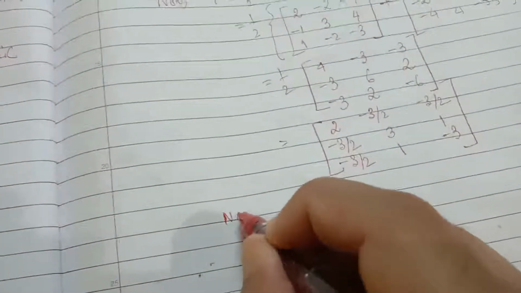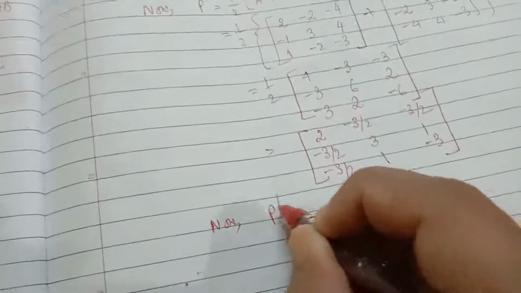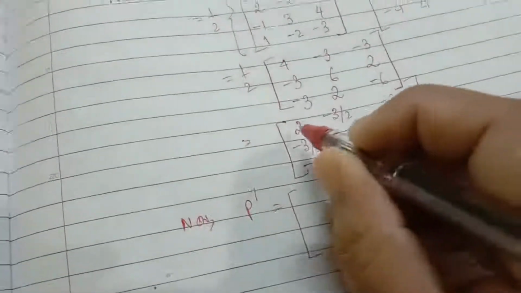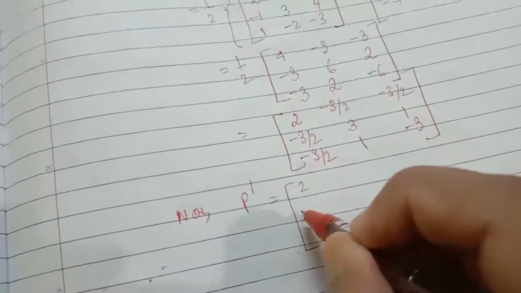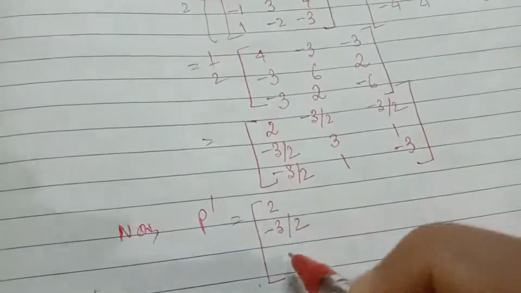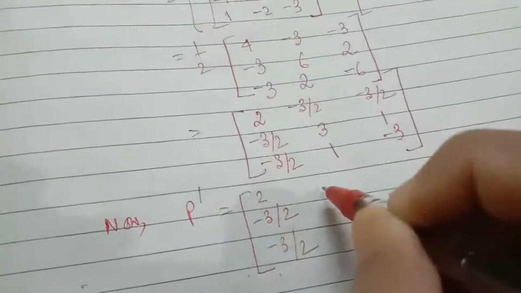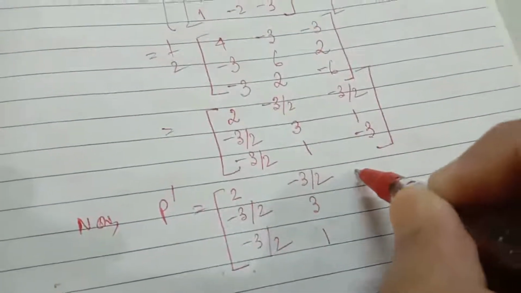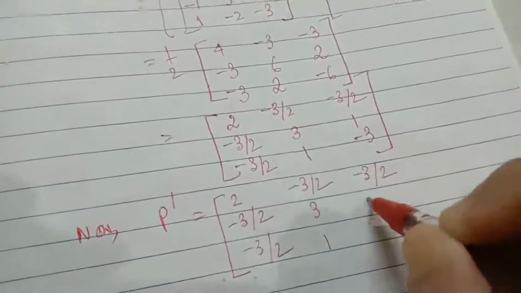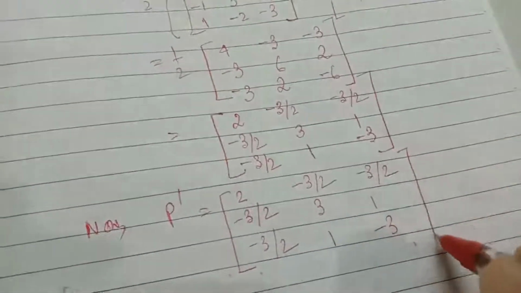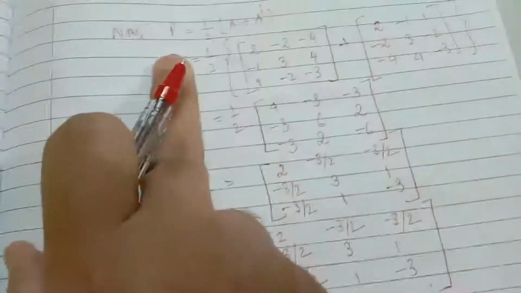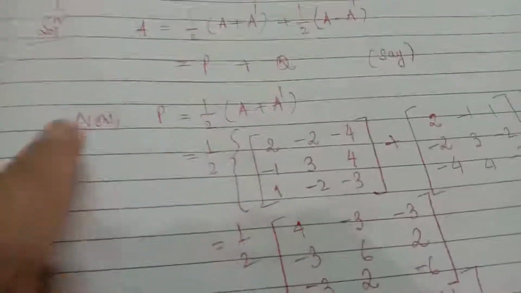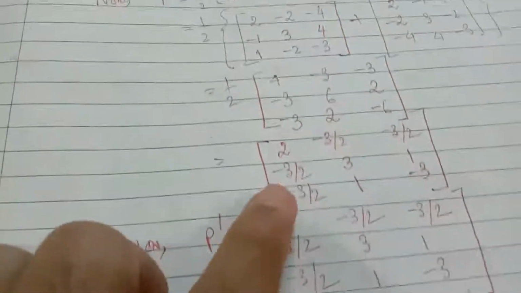Now P dash is equal to, let me find P dash. You have to write the first row as the first column: 2, minus 3 by 2, minus 3 by 2. The second row as the second column: minus 3 by 2, 3, 1. The third row as the third column: minus 3 by 2, 1, minus 3. So you can see matrix P equal to this.